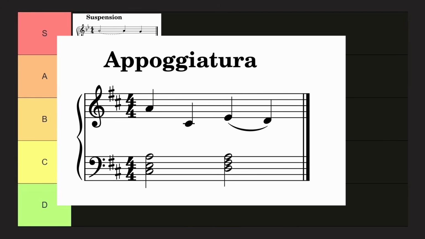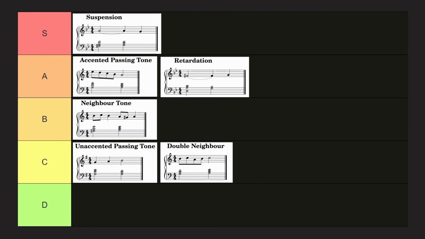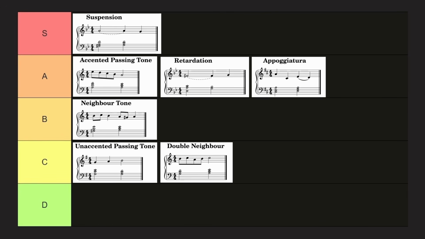Sounds great. This is almost an S tier for me, but I just don't think anything is quite on the same level as the suspension, so I will be placing the Appoggiatura in the A tier.